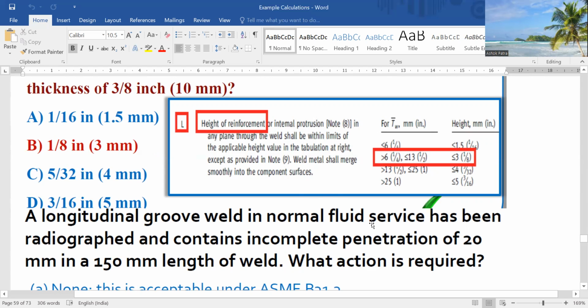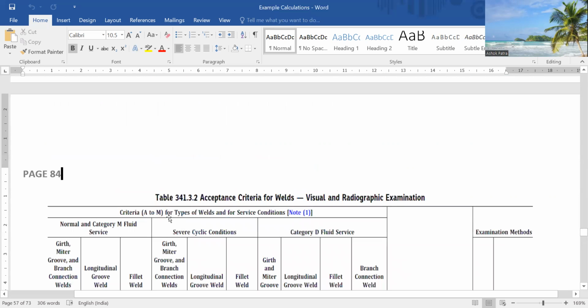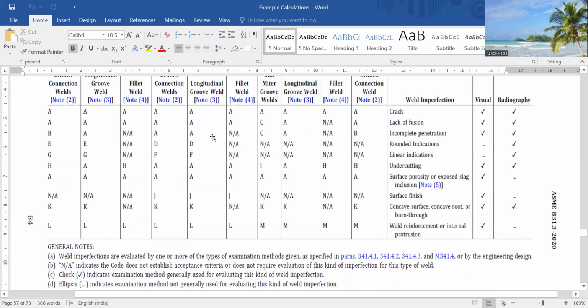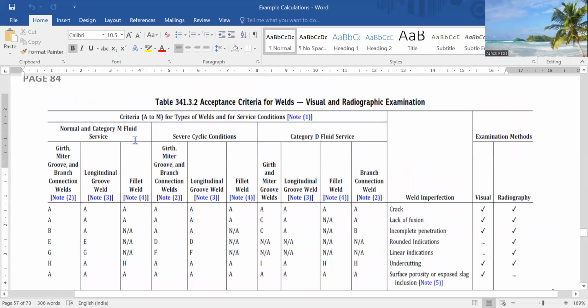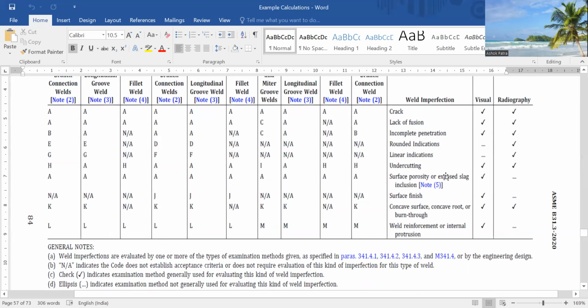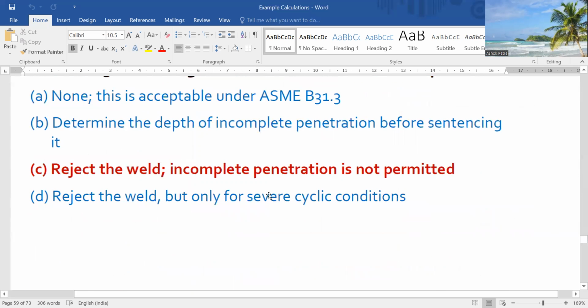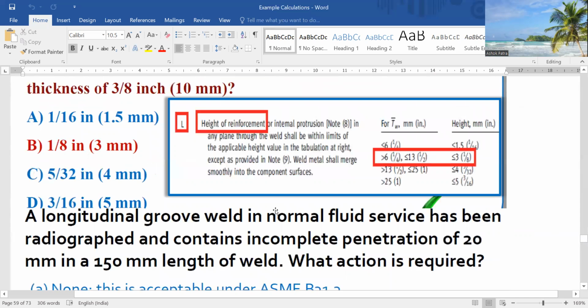And it is normal fluid service. Normal, Category M, so that is A, always A. Incomplete penetration is not a girth matter. It is a longitudinal groove, so it is A, so not acceptable. Reject the weld. Incomplete penetration is not permitted for normal fluid.